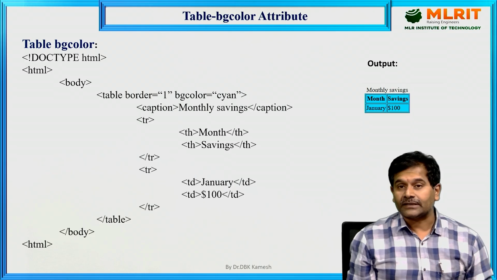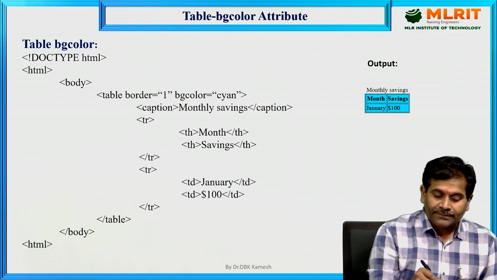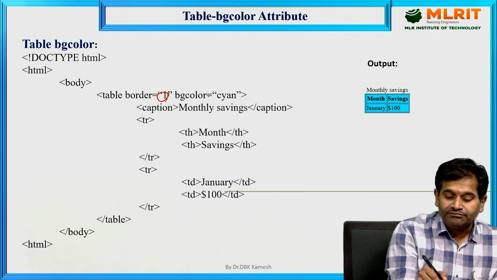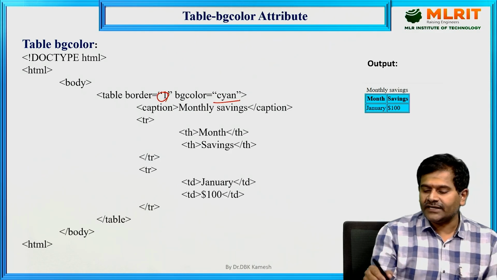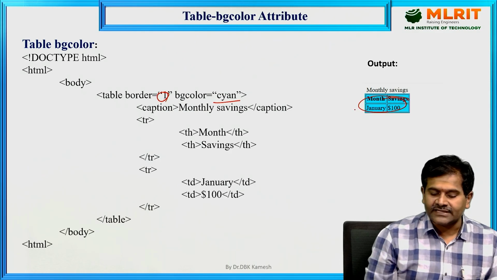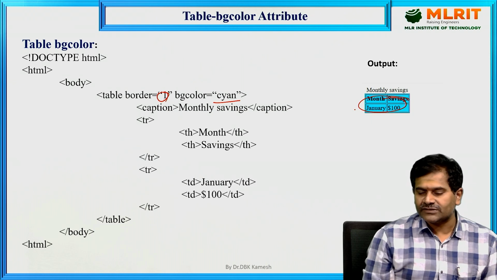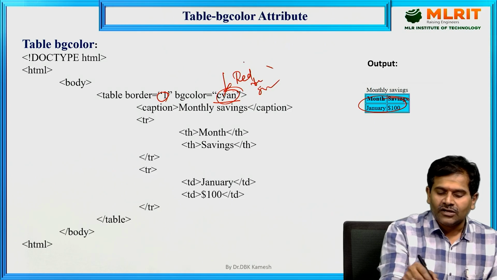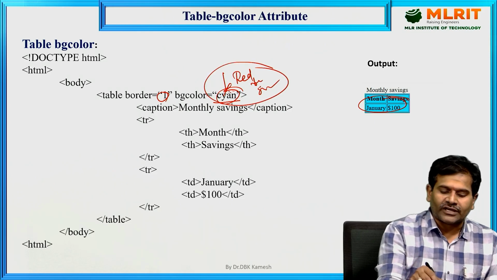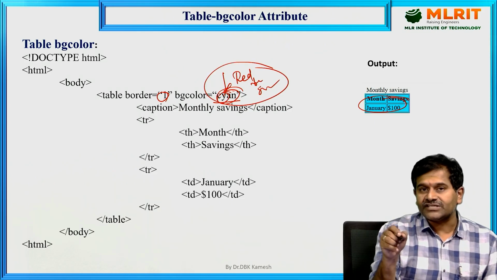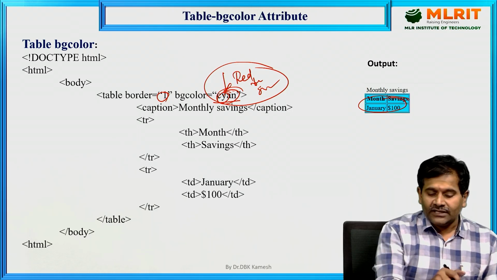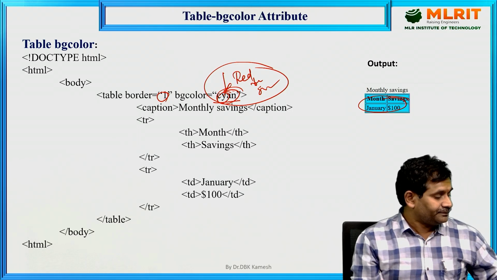Now BG color, background color. See this, the background color, the same we have to apply here. Table border 1, BG color is cyan, right? The color is cyan, and it looks like this. So same as the previous one, but the color has changed. Whatever color you require, red, blue, green, etc., you can give. Only specific colors which are available are applicable here. Then same caption, etc. The same example.